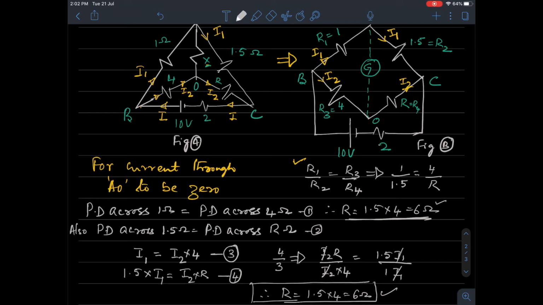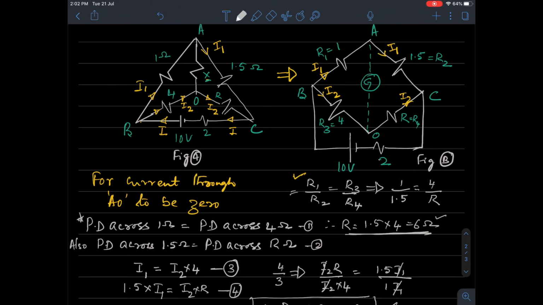So what we have done here, by this method, is use a simple formula. In this method, we don't need to remember what R1, R2, R3 and R4 are. But we remember the first principle. That means the current through the galvanometer in figure B is the same as the current through X in figure A.